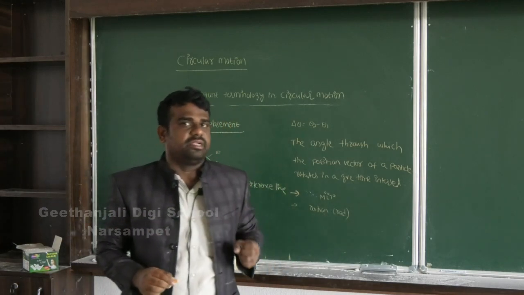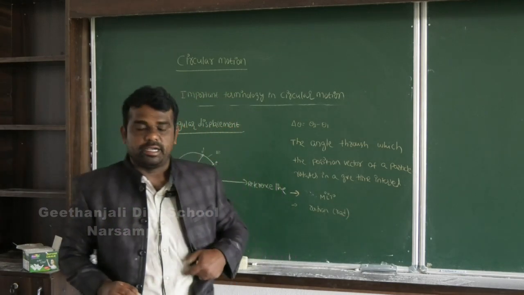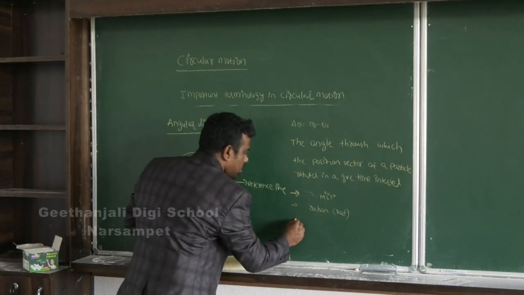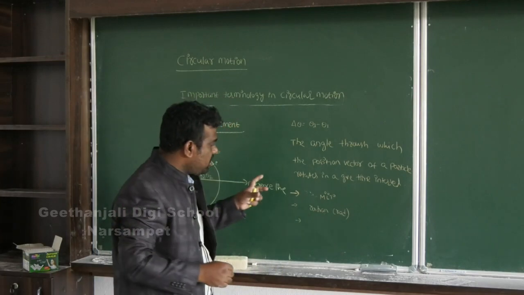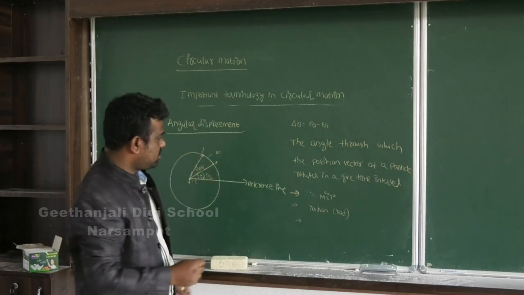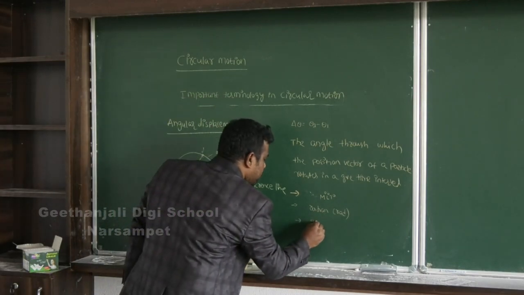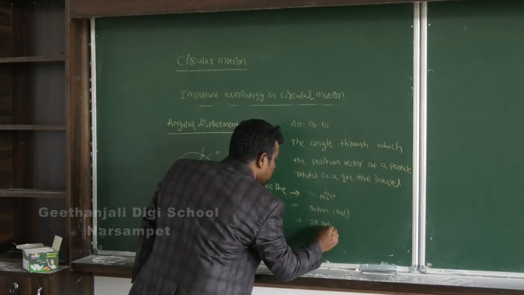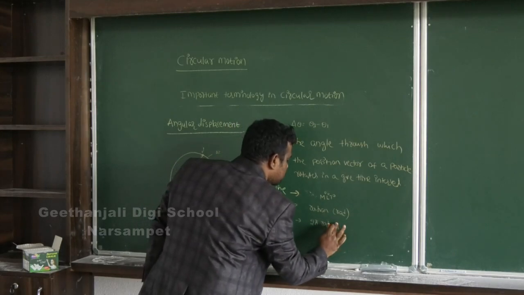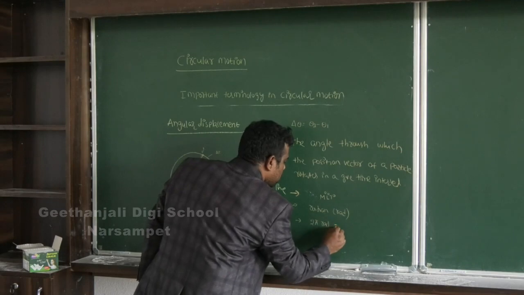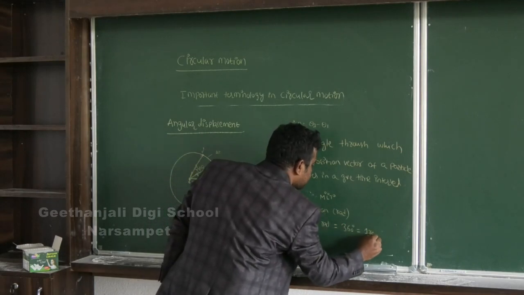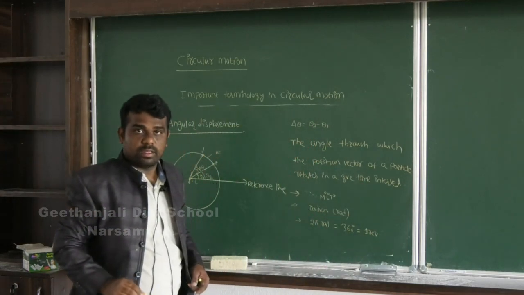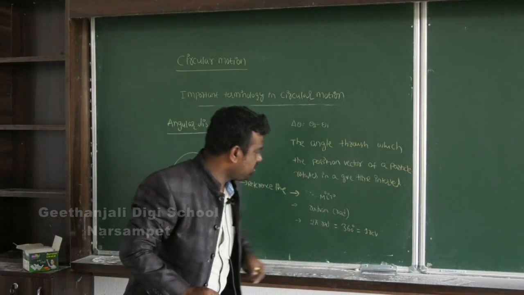There are some other units for the angular displacement. Those are degrees and revolutions. So there is a relation between the different units. 2 pi radian equals 360 degree equals 1 revolution. This is the relation among the different units.